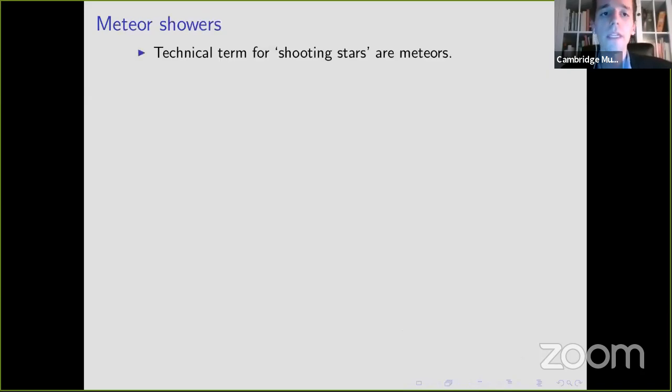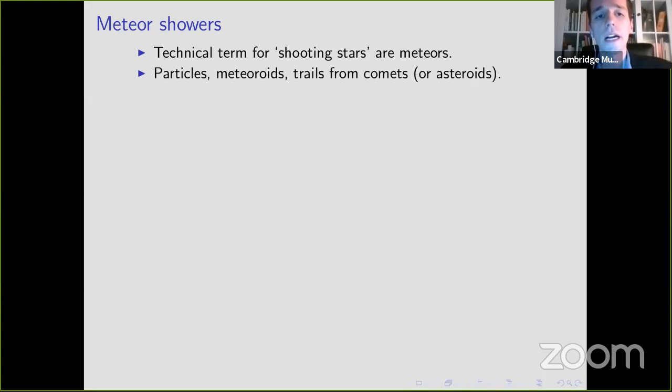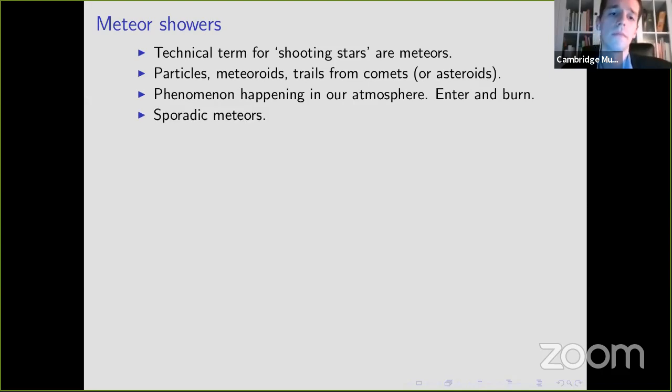Last time I also talked about the meteor showers. I mentioned a meteor shower happening these days in Aquarius. Meteors are the technical term for shooting stars. These are particles called meteoroids that are trails from comets or asteroids. This is a phenomenon that is happening in our atmosphere. The meteoroids enter the atmosphere, burn and glow. Some meteors are sporadic. They can happen at any time.